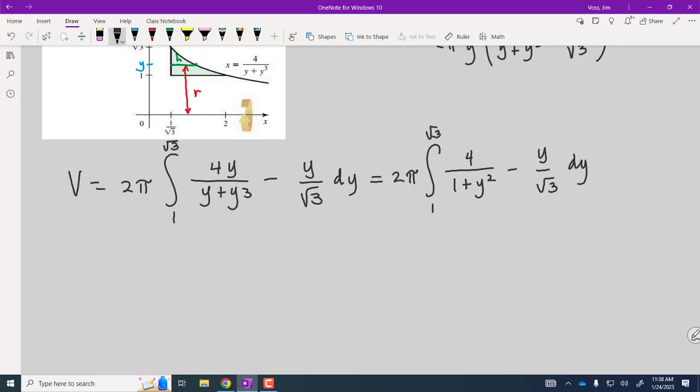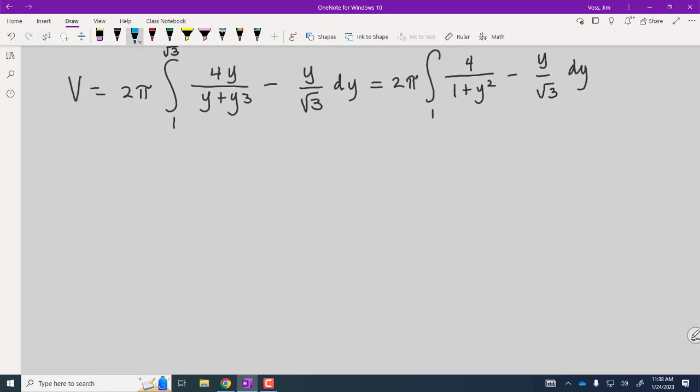Maybe I'll draw this up here. So the arctangent is a very interesting function because it's one of the first functions you encounter that has 2 horizontal asymptotes. So the inverse tangent function has a horizontal asymptote at pi over 2 and another one at negative pi over 2.